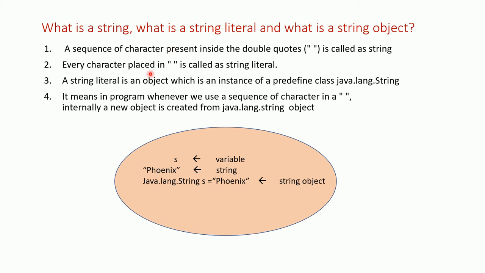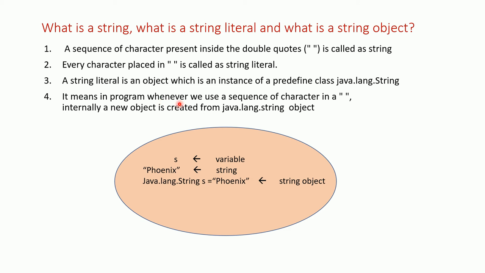Every character placed inside the double quotes is called a string literal. We can call it a string and also a string literal, because it is present inside the double quotes. A string literal is an object which is an instance of the predefined class java.lang.String.